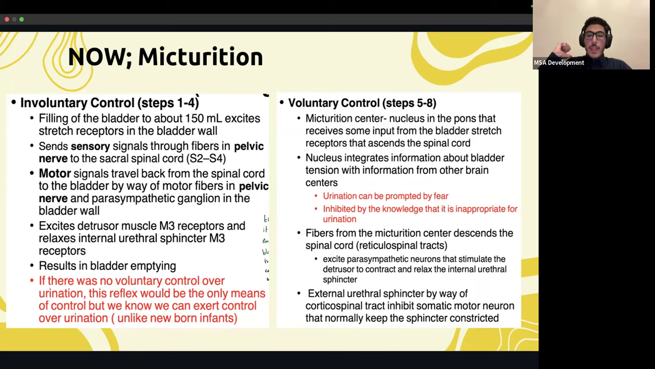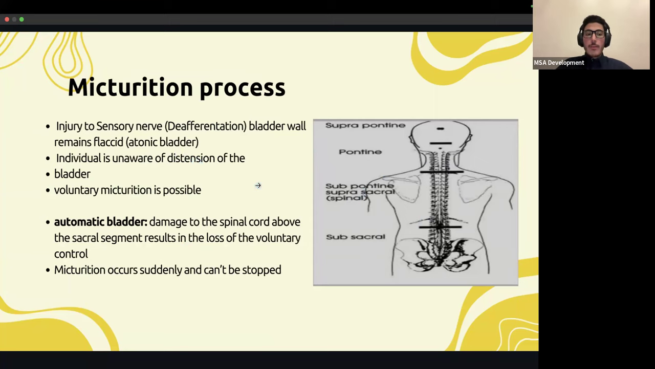Well, now there are a couple of abnormalities. The first one: some people present to the clinic with automatic bladder. The name suggests that there is an automatic micturition process occurring, and you can't inhibit it. This is caused by damage to the sacral segment. Any damage, just look at the image. Let's say that below this line is S1, S2, S3, S4. This is the sacral segment.